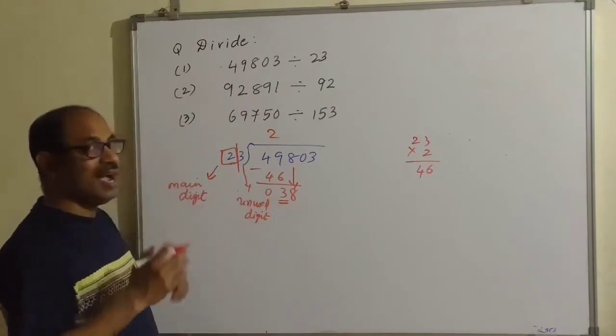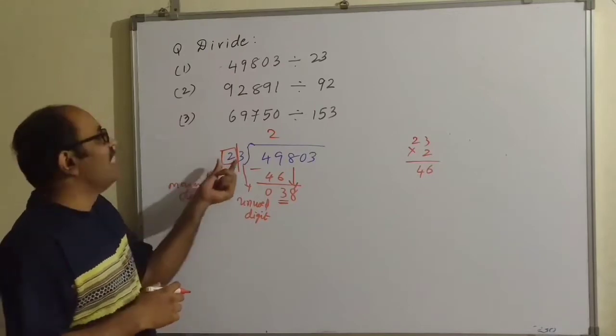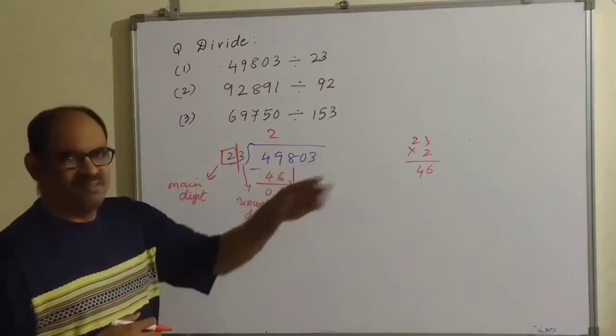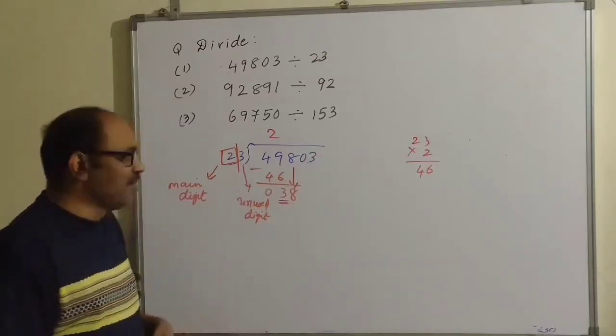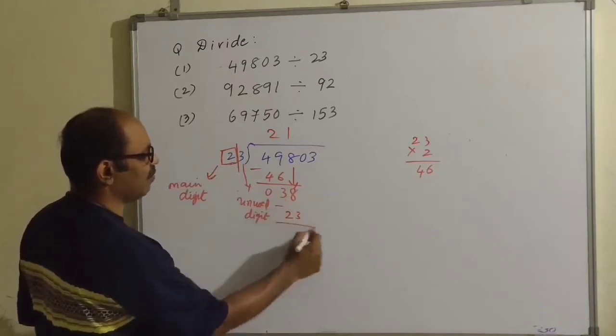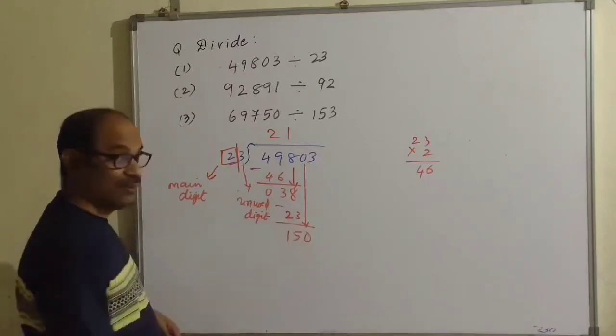So you got the idea. You have to take 2 ones, but we don't want 2 ones. Our table is 23. So take 23 ones. No need to multiply. 23 ones, everyone knows, are 23. And then subtract, 5 and 1. Bring down the next digit, which is 0.